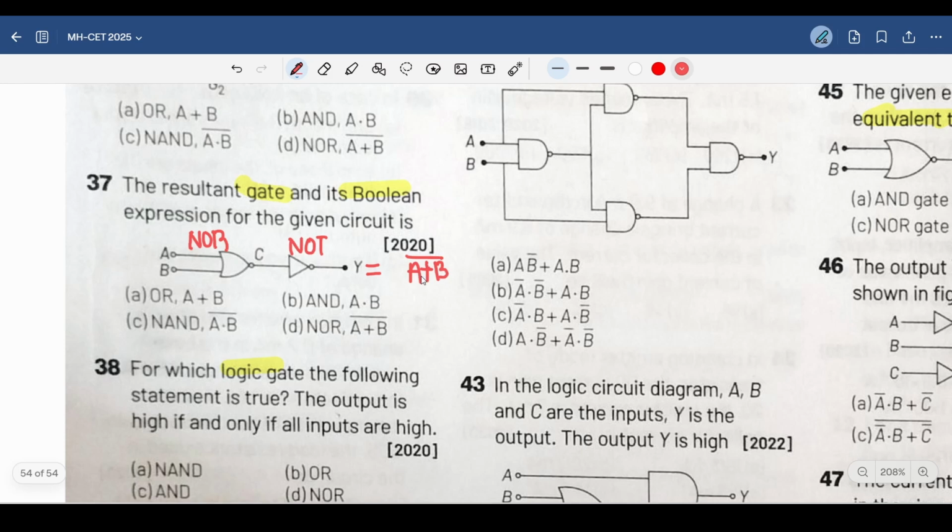Now I have applied a bar on A plus B. In front of A plus B bar, I have added one more NOT. That means this will become a double inverse. Whenever there is a double inverse, the equivalent will be A plus B itself. So the answer to this question is A. The equivalent will be an OR gate and the Boolean equation will be A plus B. Got it? Whenever there is a double inverse, it will cancel out.